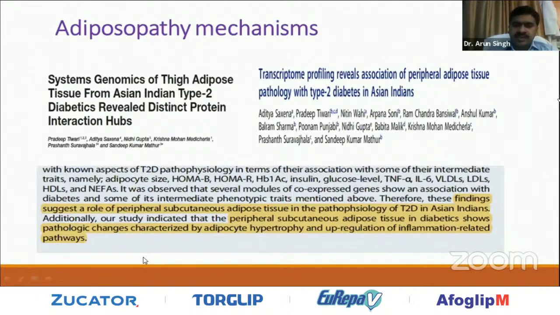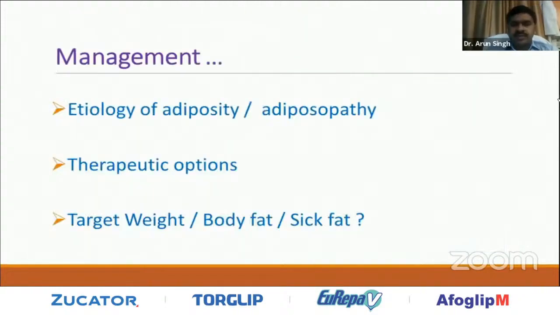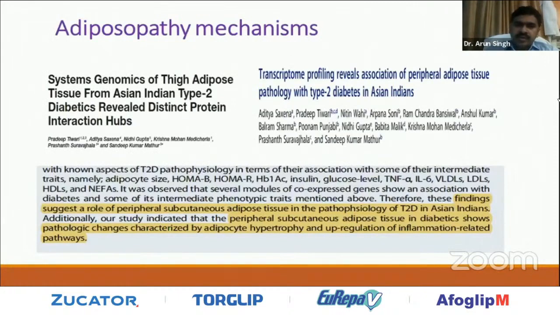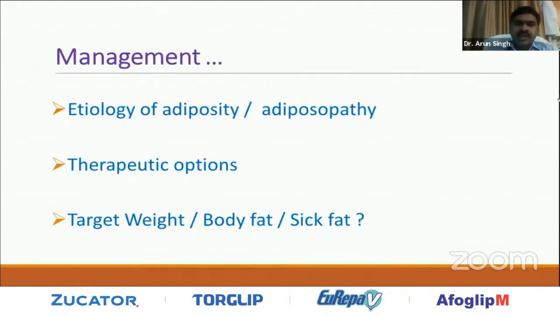So it's not just the differential distribution of body fat in Asians, South Asians, which puts them at higher risk of ASCVD. Actually, it's maybe also the fat dysfunction which puts them at higher risk of atherosclerotic disease and metabolic abnormalities at a younger age. Coming to the last part of my discussion regarding management.